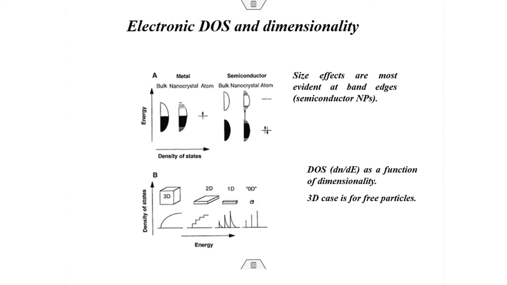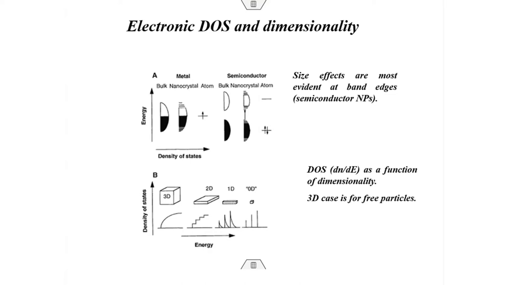And depending on the dimensionality, this can change, whether 0D, 1D or 2D. In semiconductors the same thing can happen. Whether it's the valence or the conduction band, both of them can undergo such discretization. Therefore, the density of states can be plotted as a function of energy, as shown at the bottom of the picture.